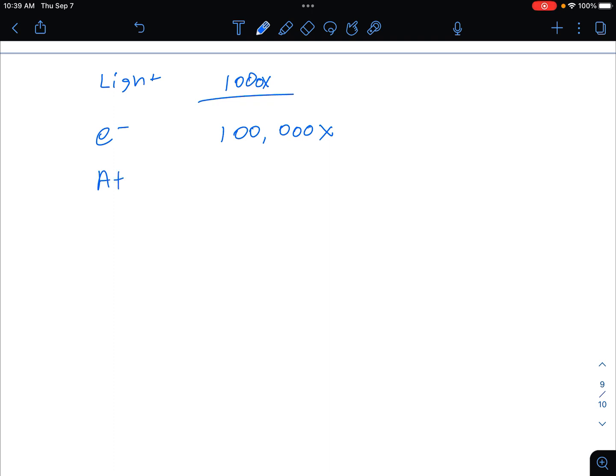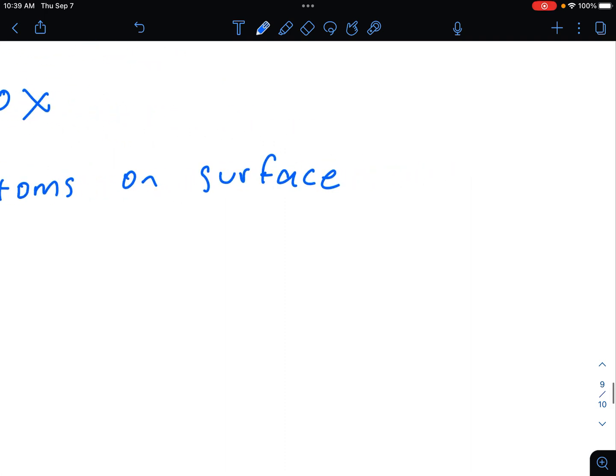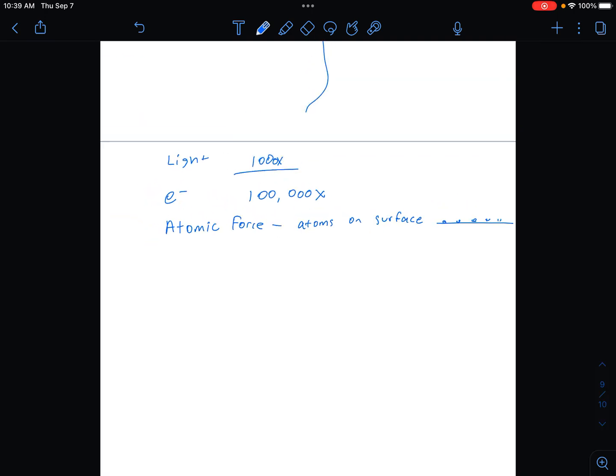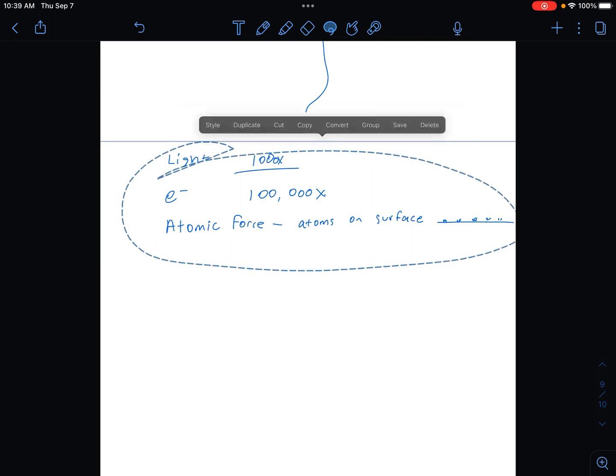Then we also have the atomic force. This is a new one. I've never heard of the atomic force one, actually. And what this one does, it produces images of atoms on a surface at a very magnified realm. Alright, so let's start talking about the light microscope, and we'll start talking about the others in other videos, possibly.